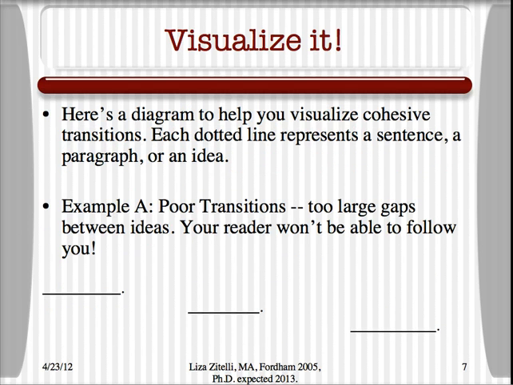Here's a way to help you visualize what the known-new contract looks like. Each line represents a sentence, a paragraph, or an idea. Here's example A, poor transitions. See how there's two large gaps between ideas? Your reader won't be able to follow you.